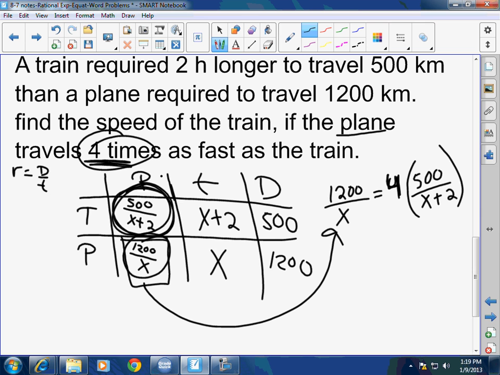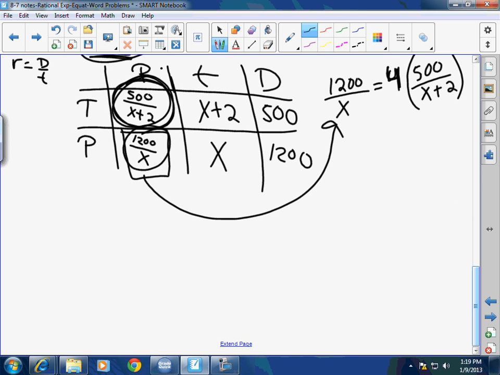Does that help? Promise? Okay, now, guys, this is the part that I know you're not going to like, but now we got to solve this, okay? So this is going to be 1200 over x equals 2000 over x plus 2. Okay, guys, we know how to do this. You could do one of two things. You can cross multiply this bad boy, or multiply both sides by x times x plus 2. What do you want to do? I don't care. Okay, so let's multiply x times x plus 2 to everything.